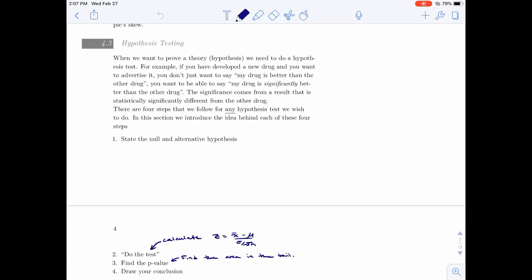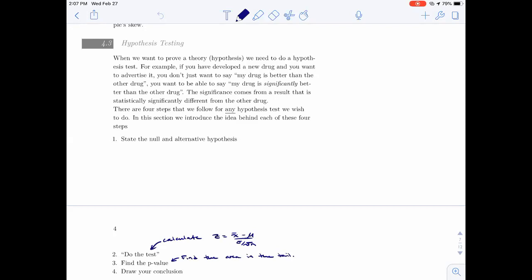Just as a quick run through, we talked about there's 4 steps that we're going to follow for hypothesis testing, regardless of the type of question. The first step is you state your null and alternative hypothesis. What's your idea about what's going to happen? Step 2 is do the test. We calculate z-scores, and then we'll move into t-scores, but they do the same thing. How far is your sample mean from your hypothesized mean?